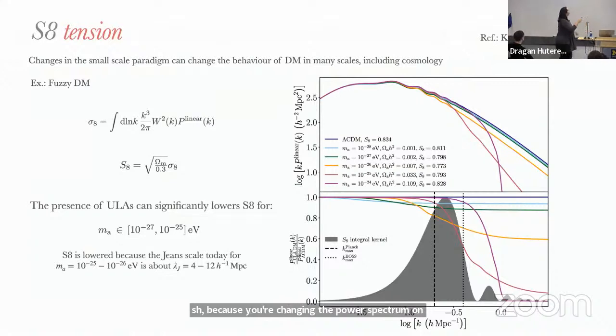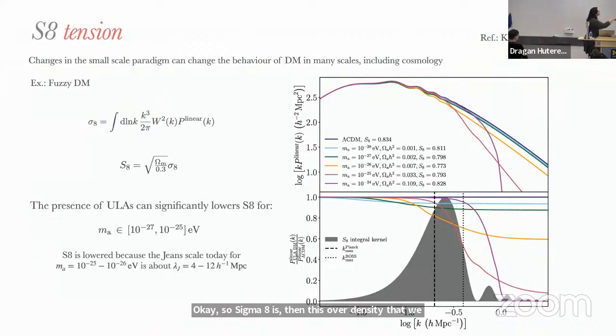So if we remember here, what is the definition of S8? The S8 is this combination of omega matter and sigma 8. And sigma 8 is calculated in this way, right? So basically, sigma 8 is, oh, is this correct? Yeah. Okay. So sigma 8 is then this overdensity that we calculate in this 8 megaparsec region.